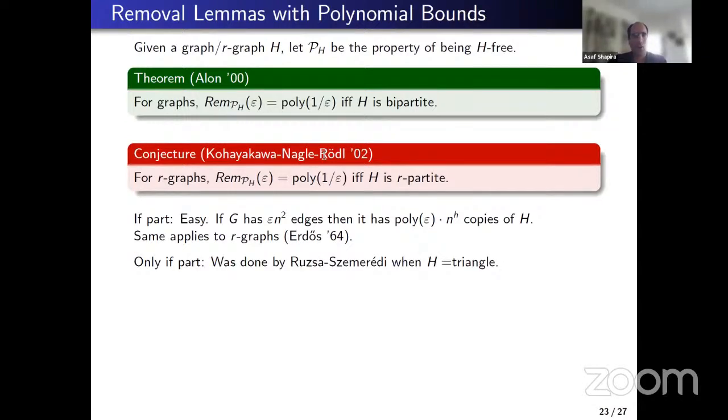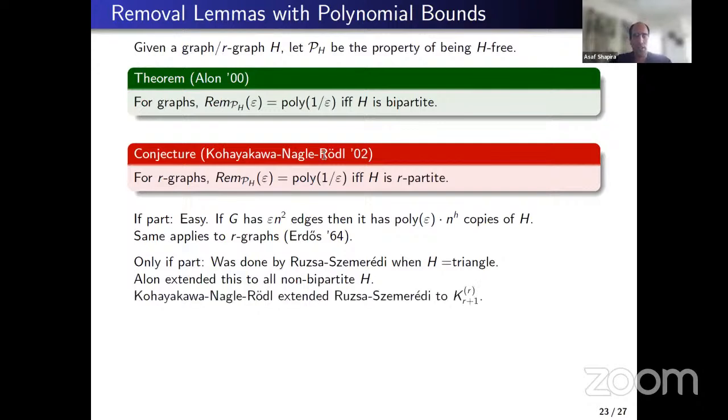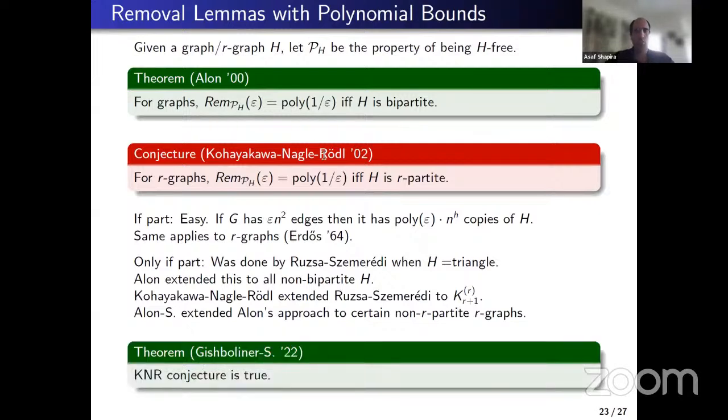What is hard is the only if part, meaning to show that if H is not r-partite, then the removal lemma is not polynomial. This was done by Ruzsa and Szemerédi when H is a triangle. What Alon did is to extend the Ruzsa-Szemerédi proof to arbitrary non-bipartite graphs H. Hàn, Nagle, and Rödl extended Ruzsa-Szemerédi from triangles to complete r-graphs on r+1 vertices. In a joint work with Noga from 2005, I think, we managed to address some of the non-r-partite r-graphs. The full conjecture was resolved recently in a joint work with Gishboliner.